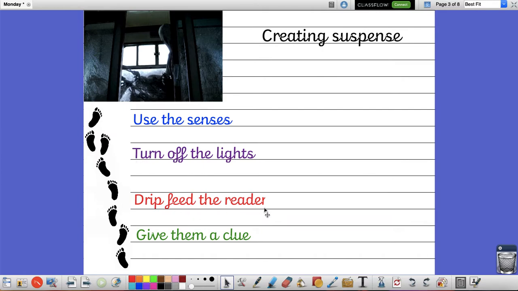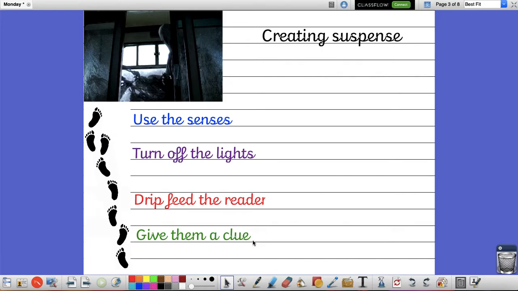The third step is to drip feed the reader, so giving little clues along the way. So rather than just saying a Dementor is a black cloaked figure in one sentence, you want to use these ideas over 3 or 4 sentences. And give them little clues. Don't hold the reader waiting too long, but give them little clues that gives them a hint to what this person might be like.